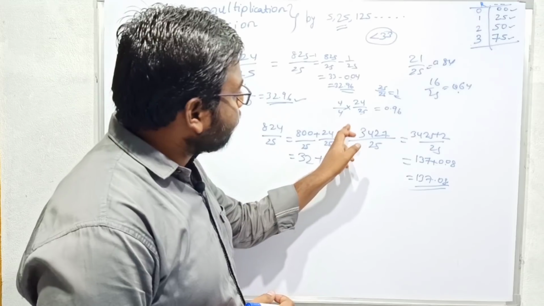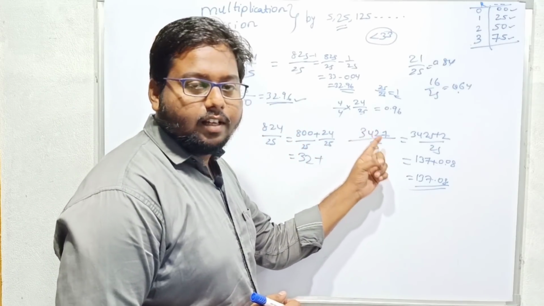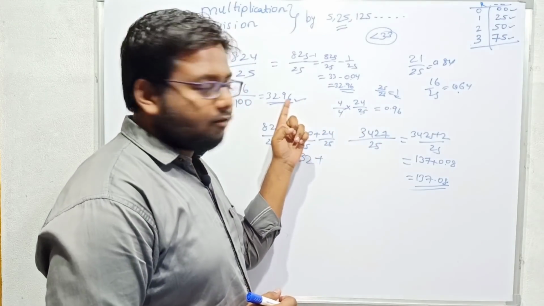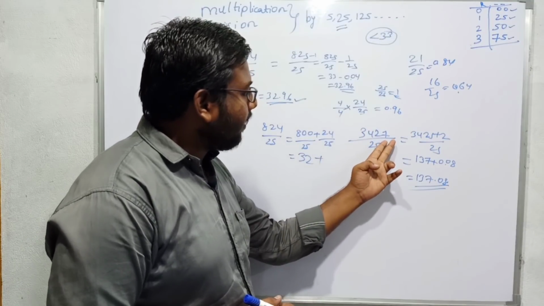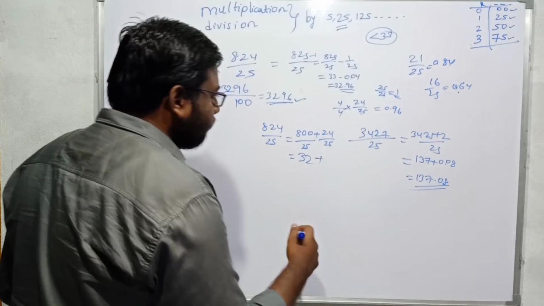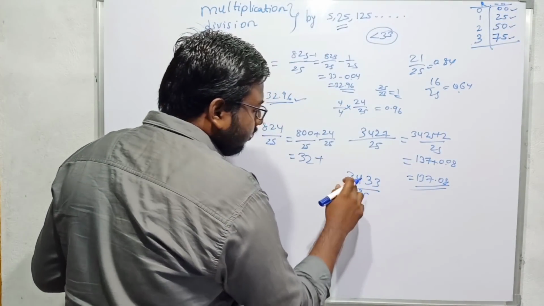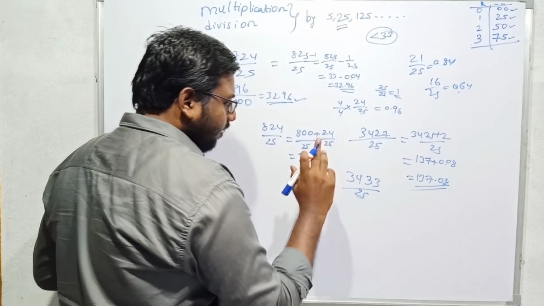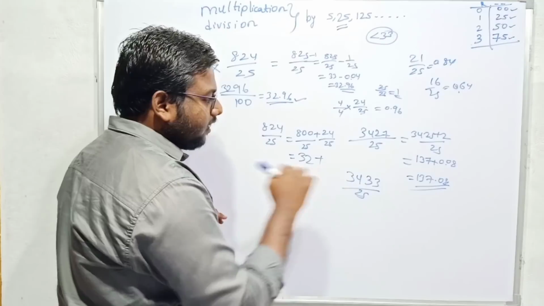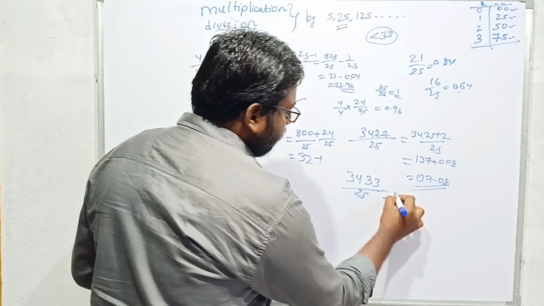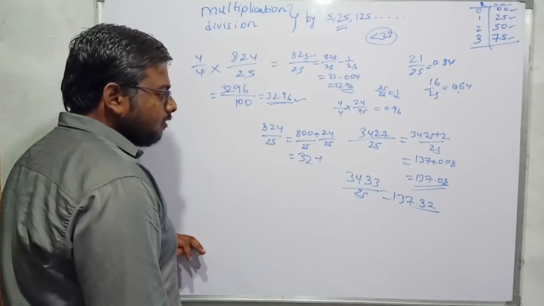How? 34 fours, 120 plus 16, 136, plus here 25 is there, so 1 will be added to 136, this will be 137, as in the previous method. 2 is the remainder, so 0.08. For example, if I have to calculate 3433 by 25, 34 fours, 136, 137, and to add 8 to 25 to get 33, that means 8 is the remainder. So 137, and 8 fours are 32, so 137.32. This will be the result of it.